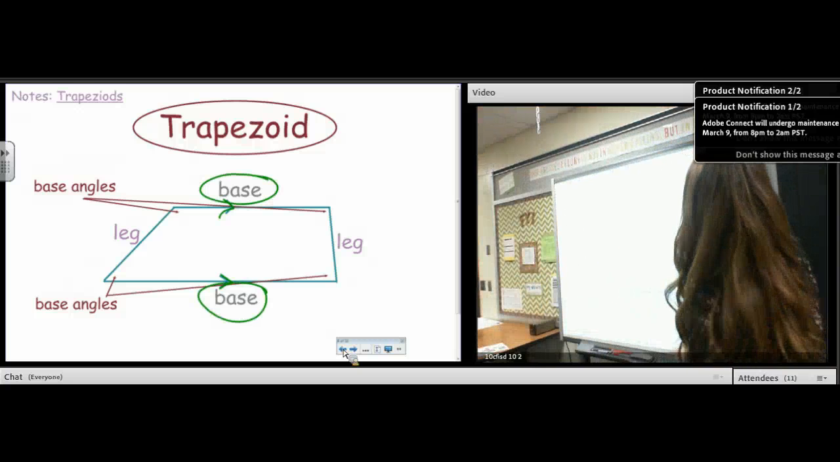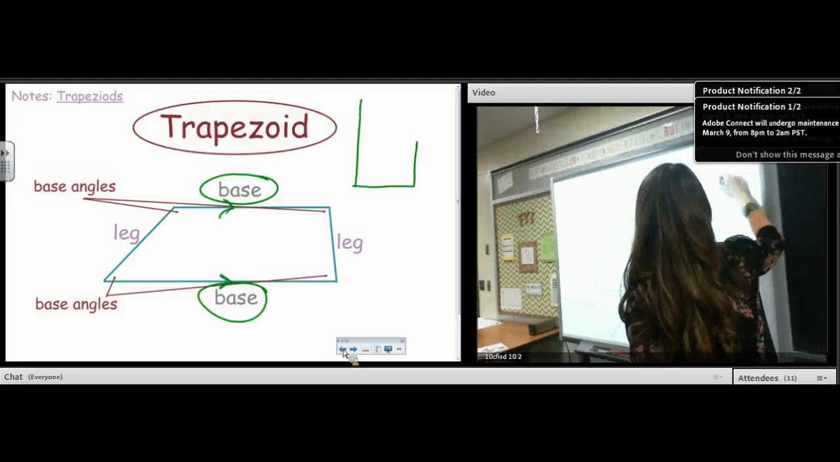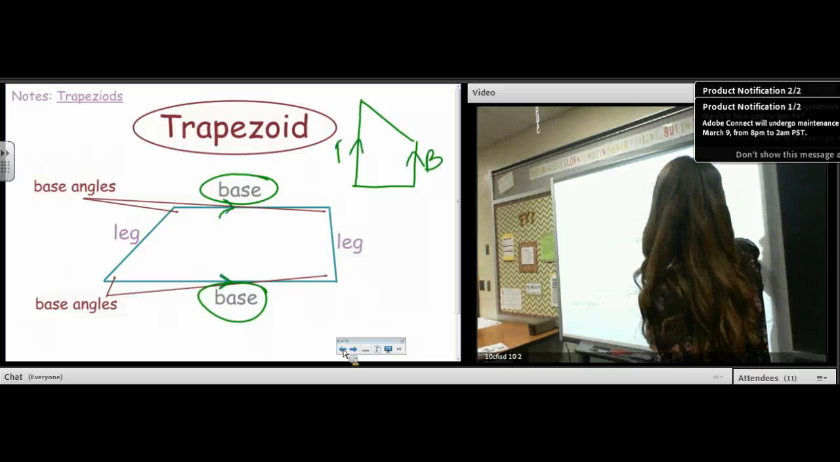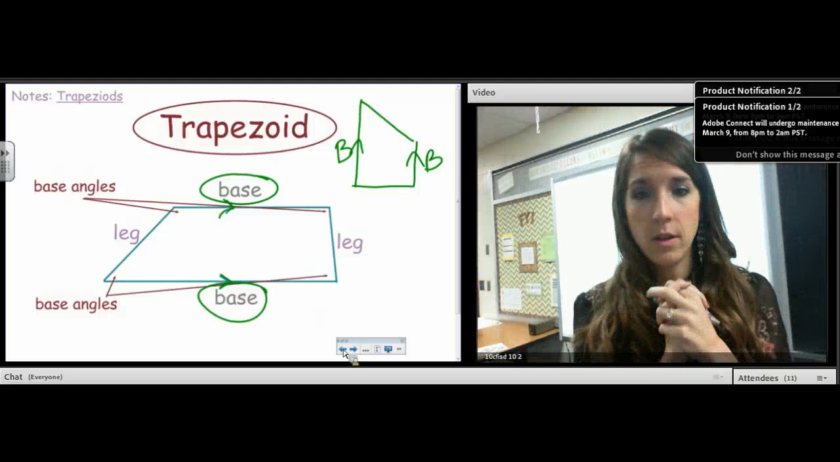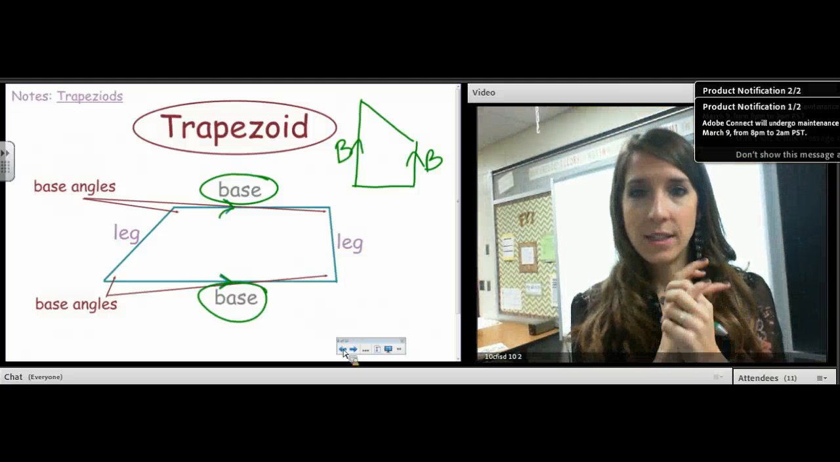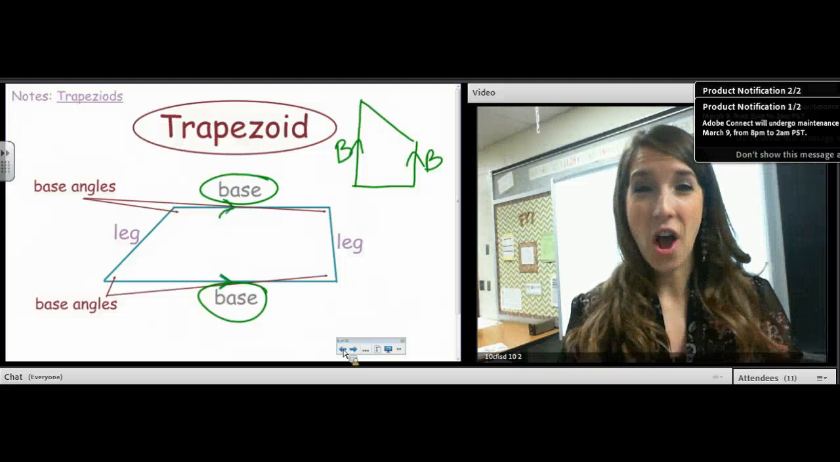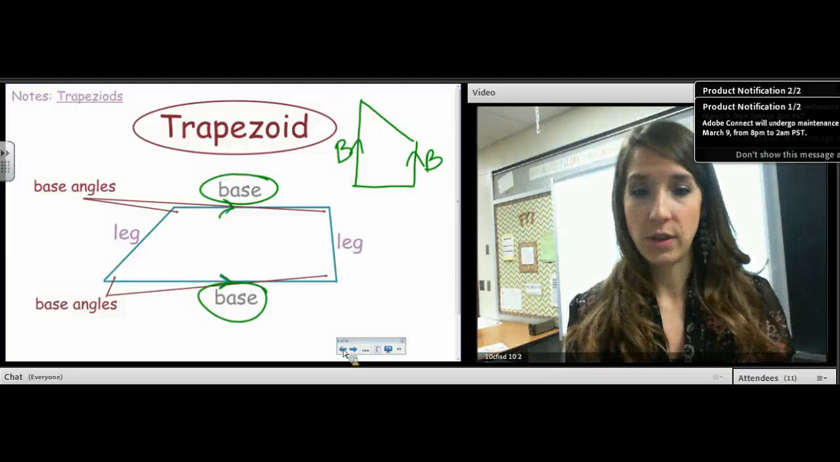Even if I turn my trapezoid sideways, I don't want you to get confused. If I turn my trapezoid sideways like that, the parallel sides are still the bases. The bases don't have to be the top and the bottom. They can be the left and the right. So just be aware of that. The bases are the sides that are parallel. And then the two leftover sides, the sides that are not parallel, they're called the legs. So a trapezoid has two bases and two legs.